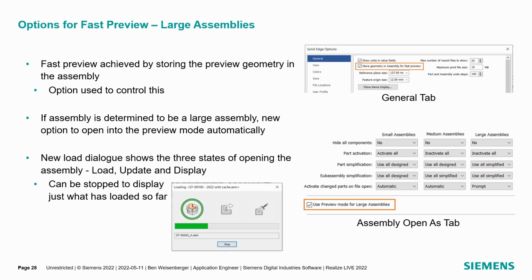During file open, we can also get Solid Edge to automatically detect whether we should enter preview mode based on the size of the assembly using another option on the Assembly Open As tab. If it's large, enter preview mode. If it's not, then we'll simply just open the file.